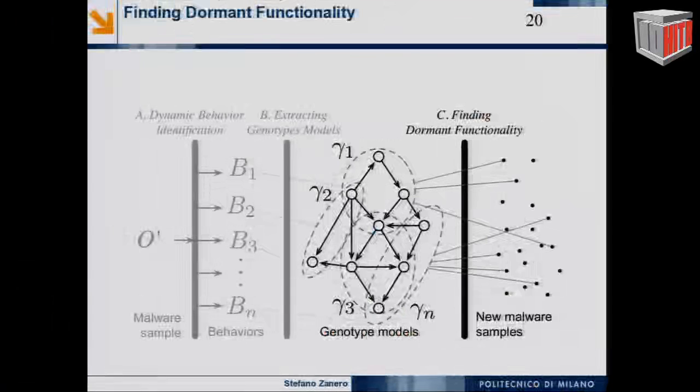At this point, what we need is a way to match this portion of the control flow graph against a huge database of other malware without running into a problem of performance.